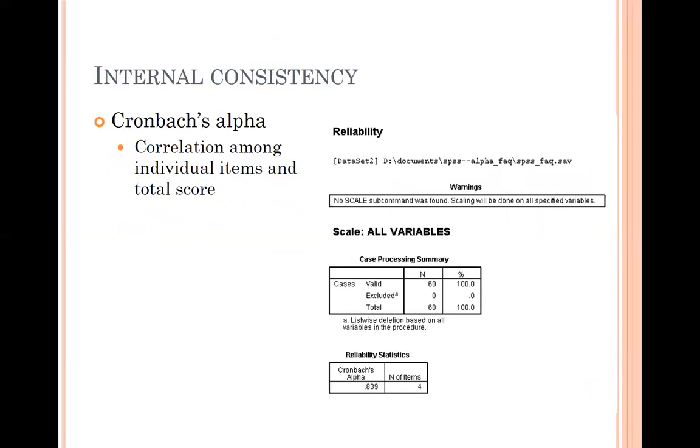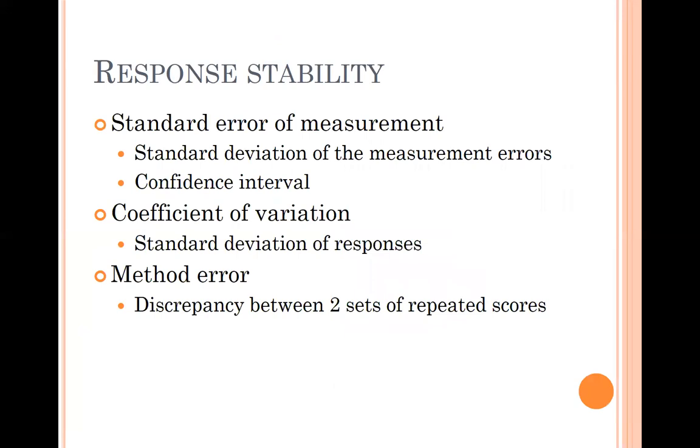Now, internal consistency is measured with the Cronbach alpha, and it's the correlation among individual items and the total score. The response stability is the standard error of measurement, and it's the standard deviation of the measurement errors and your confidence interval. So it's a coefficient of variation and a standard deviation of responses. And there's a method error. There's the discrepancy between two sets of repeated scores.